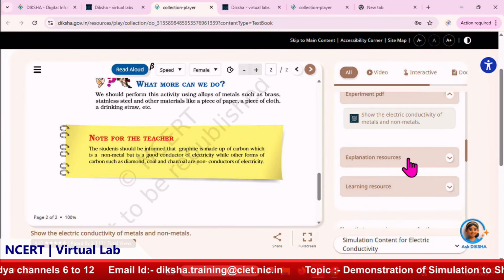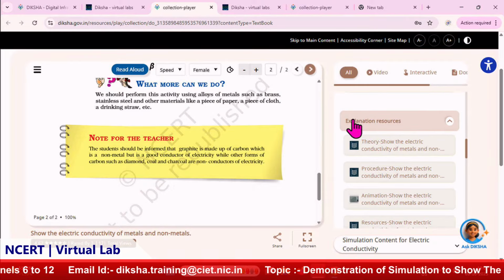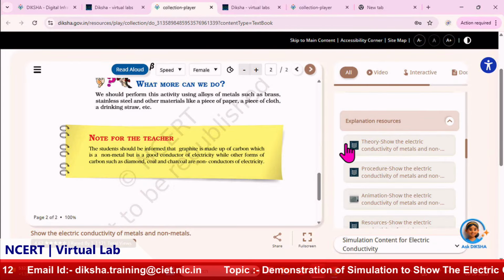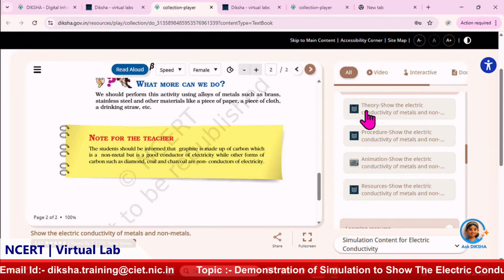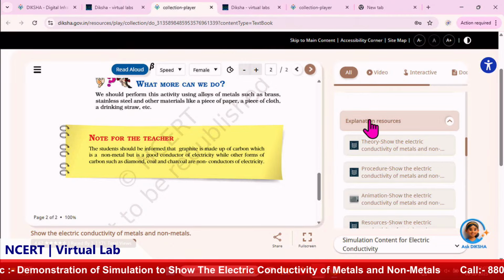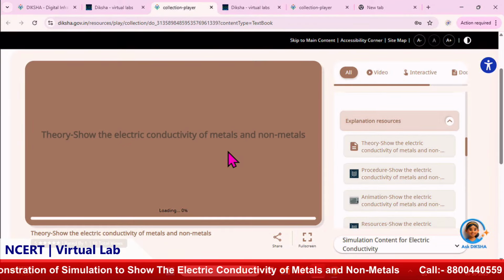Now we will move further. Here the explanation resources are available. Here you can see theory, procedure, animation, resource, and in the learning resource, self evaluation. All these items are there. One by one we will go through it. This is the theoretical part.